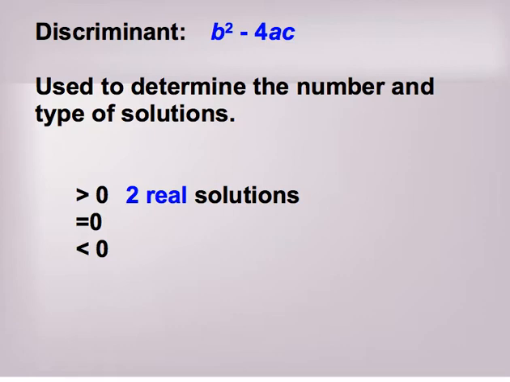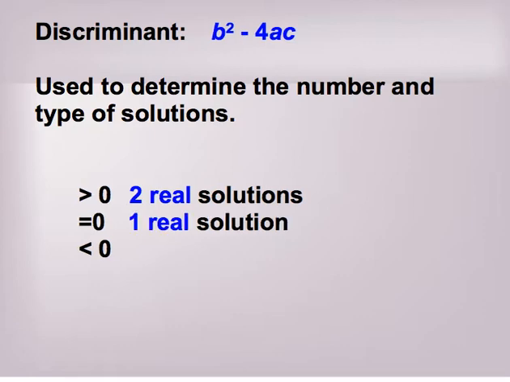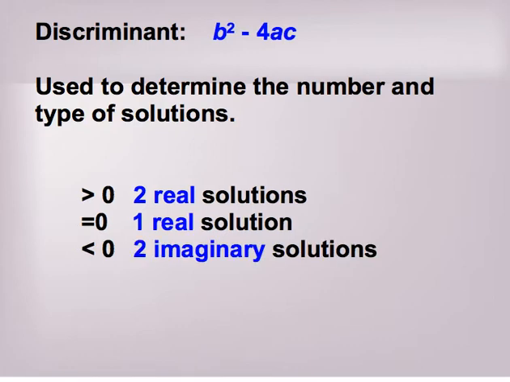Now, if what's underneath the square root equals 0, basically that gets rid of the plus or minus. So you're only going to have one real solution in a problem like that. And then if you have less than 0 underneath the square root, you're still going to have the plus or minus, but you're also going to have a negative inside the square root, so it becomes two imaginary solutions. Okay?